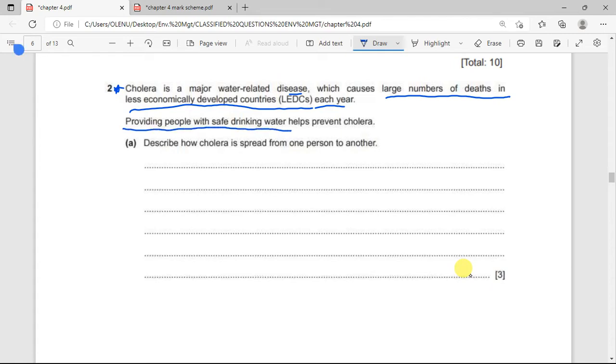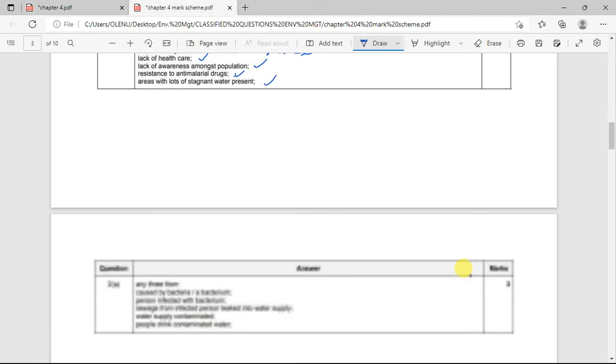Providing people with safe drinking water helps prevent cholera. So, describe how cholera is spread from one person to another. So simple. If you drink contaminated water, you tend to have cholera. And when you defecate, it flows into a water body, and that same water is consumed by somebody else, the person can become infected also with cholera. So quickly, let's look at that.